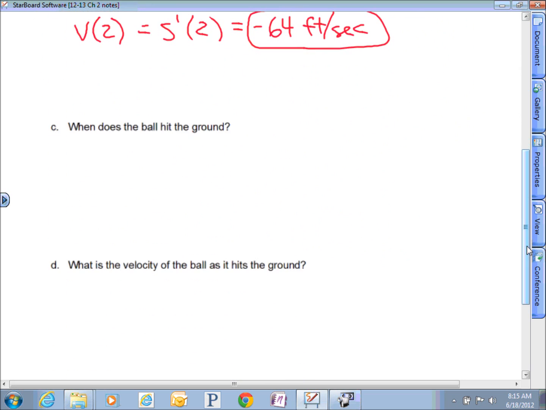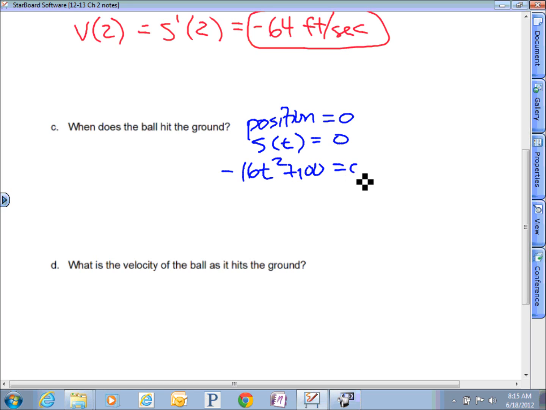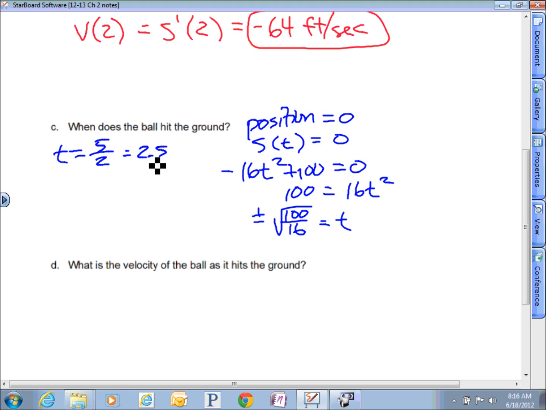When does the ball hit the ground? Well, what will its position be? Its position will be equal to 0 when it hits the ground. So we're going to take our s of t function, set it equal to 0. Well, let's see if we go to solve. So 100 is equal to 16t squared. Let's divide by 16. We're going to have t would be the square root of 100 over 16 with a plus or minus on it. Square root of 100 would be 10. Square root of 16 would be 4. Plus and minus, the minus won't make any sense because we're talking about a time. So the time that this happens would be 5 halves or 2.5 seconds after it was dropped.